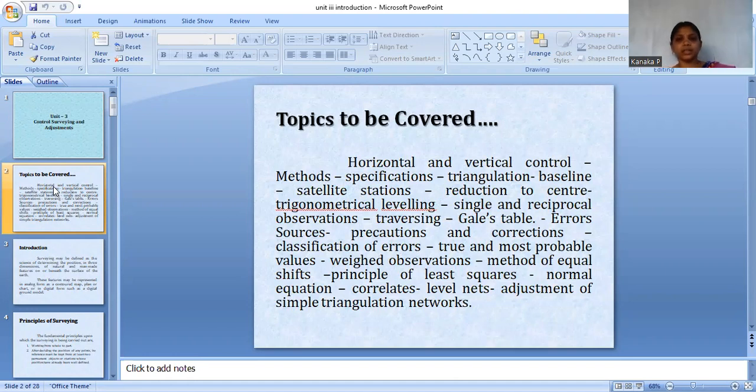We will cover the topics of horizontal control and vertical control, method specification, triangulation, baseline, satellite station, direction to center, trigonometrical leveling, single and reciprocal observation, traversing, call table, error sources, precautions, corrections, classification of errors, true and most probable values, weighted observations, methods of equal sets, the principle of least squares, normal equation, correlates, level mates, and adjustments of simple triangulation works.